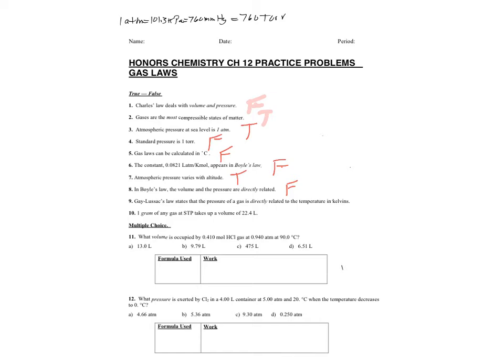Gay-Lussac's law states that the pressure of a gas is directly related to the temperature in Kelvin. That is true. Remember, Gay-Lussac likes to drive a PT Cruiser, pressure and temperature. 1 gram of any gas at STP takes up a volume of 22.4 liters. Looks tempting, but it isn't 1 gram, it's 1 mole. So that makes it false.